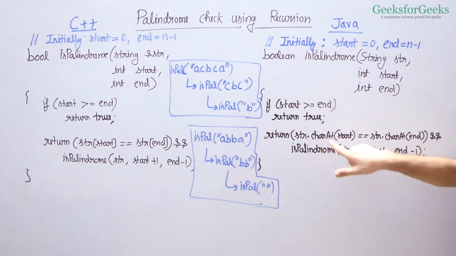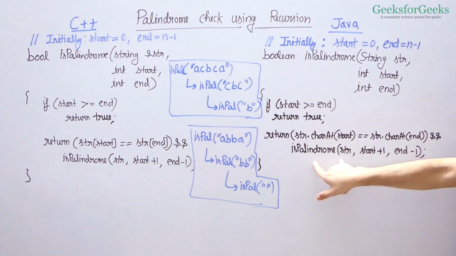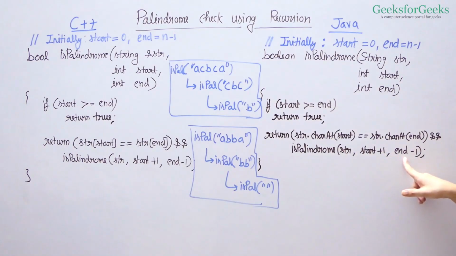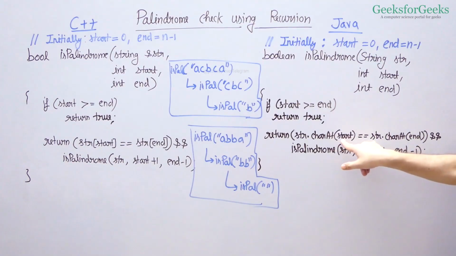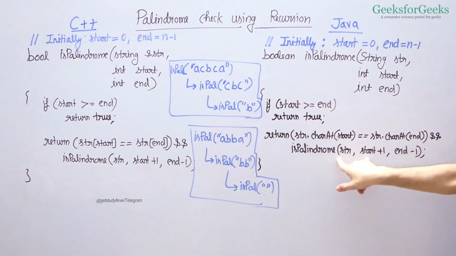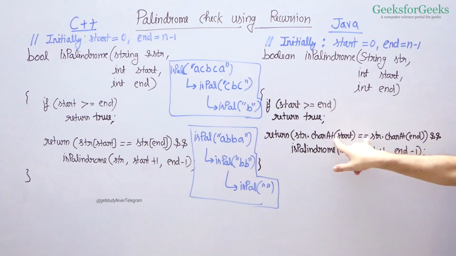If they are same, then we are checking for substring from start plus 1 to end minus 1. Please note that this logical AND operator works in a short circuit way. So if this condition becomes true, then only it's going to make a recursive call. If it becomes false, then it's going to return false, right?